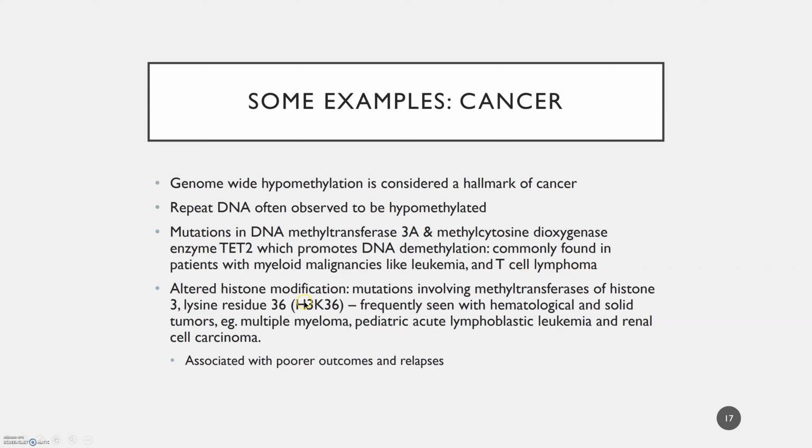An example of altered histone modification leading to cancer is mutations involving the methyltransferases of histone 3 lysine residue 36, or H3K36, which are frequently seen with hematological and solid tumors. For example, multiple myeloma, pediatric acute lymphoblastic leukemia, and renal cell carcinoma. These mutations are associated with poorer outcomes and relapses.